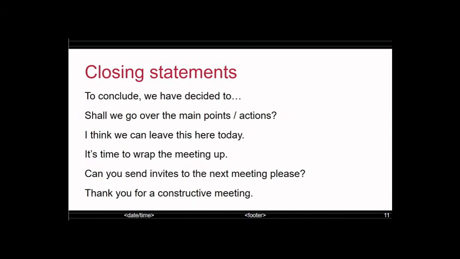Then to close a meeting. So you could say, to conclude, we have decided to, and then these are the points, the action points from the meeting. Shall we go over the main points or actions? I mean, shall we repeat? Shall we check? Shall we clarify? I think we can leave this here today.